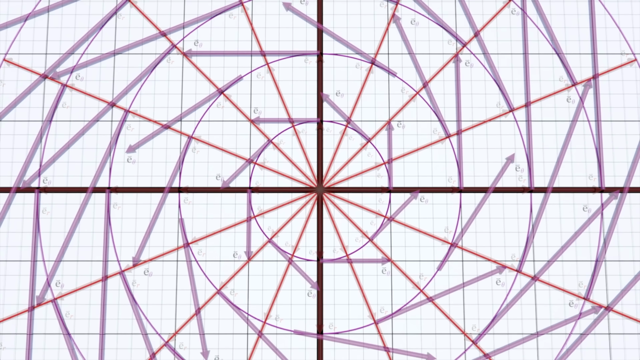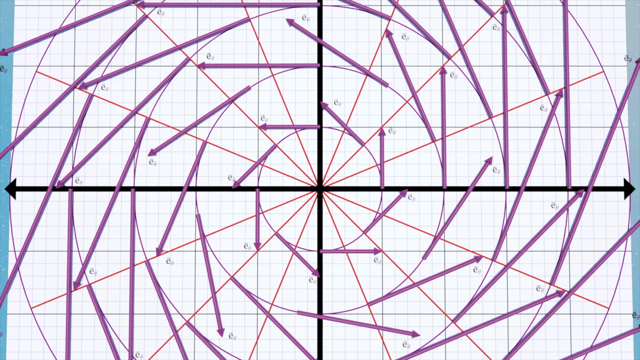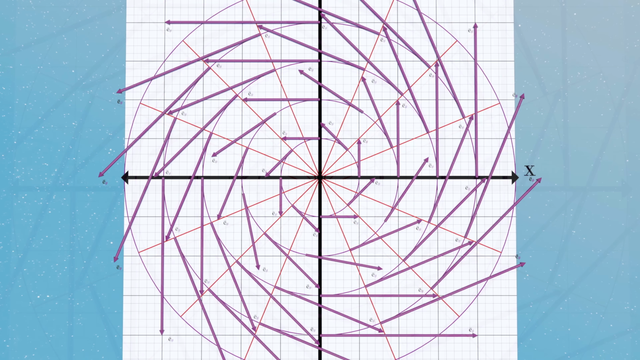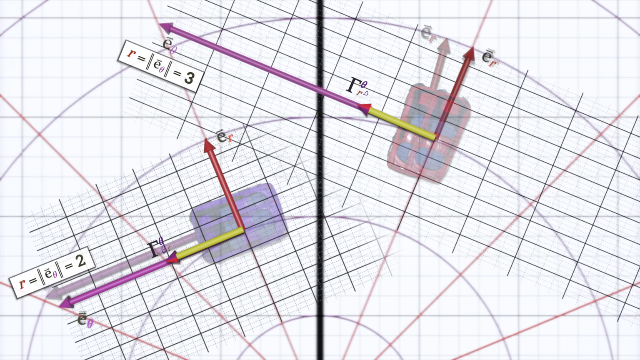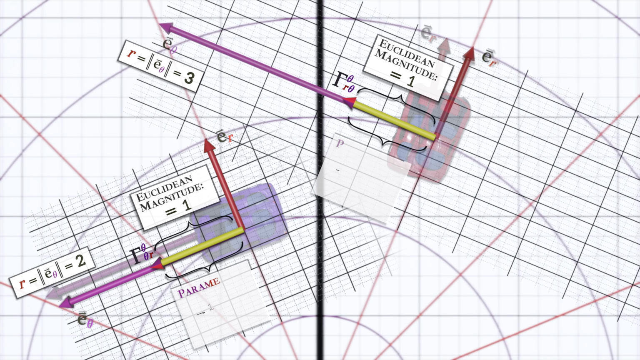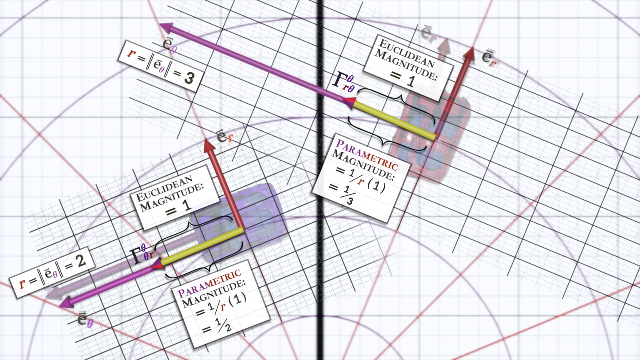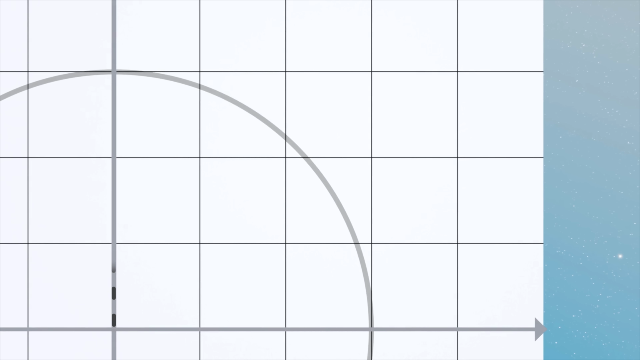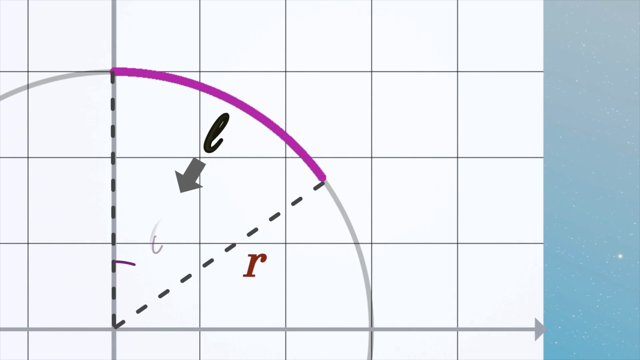The length of our theta basis vector, however, does change from point to point. And consequently, the theta component Christoffel symbols require a 1 over r conversion factor to convert from the Euclidean distances to the parametric distances. This should be fairly apparent, since 1 over r is the coefficient which, in our radian units, takes a distance along the circumference of a circle and converts it into that of an angle.